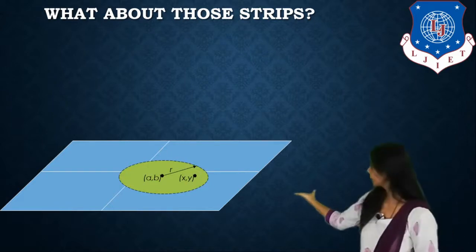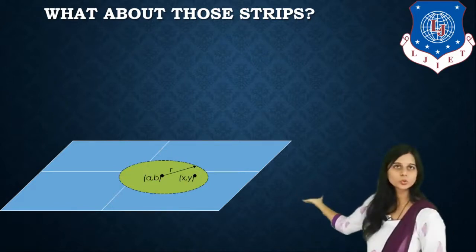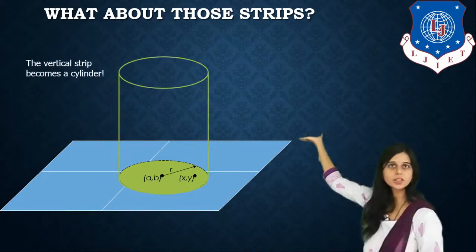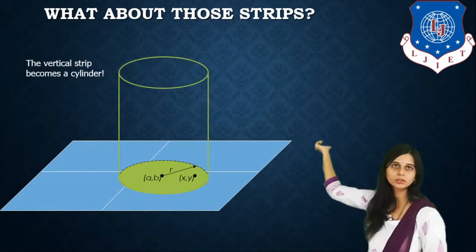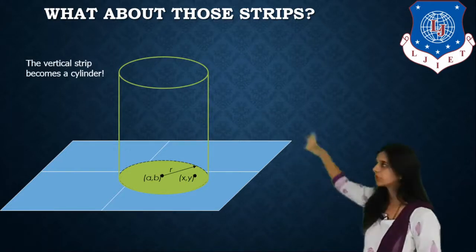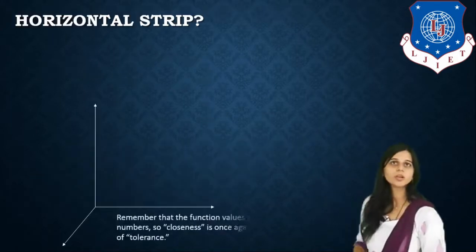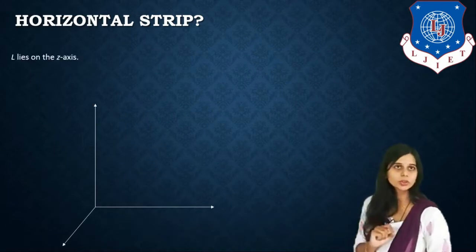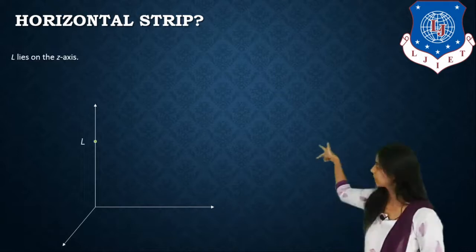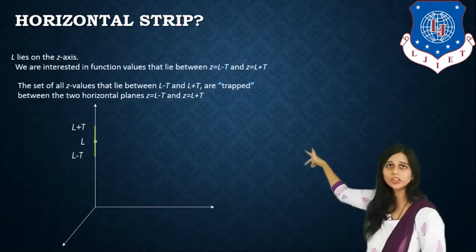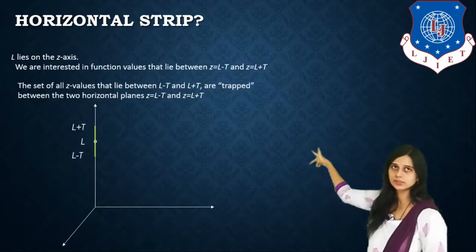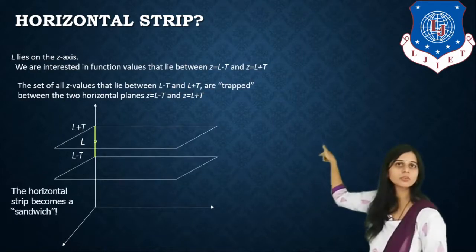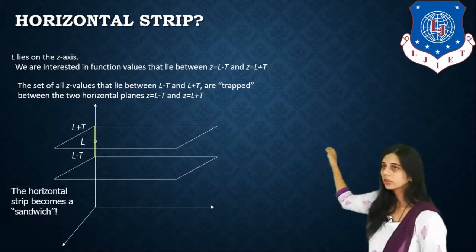The value of (x,y) is close to (a,b). If we take the circle, that vertical strip becomes a cylinder. So this gives certain limits. Now the horizontal strip: if we are talking about the horizontal strip, we are taking L minus t to L plus t on the z axis. So these are two parallel planes. The horizontal strip becomes a sandwich between planes.